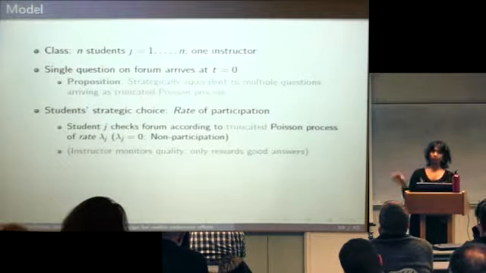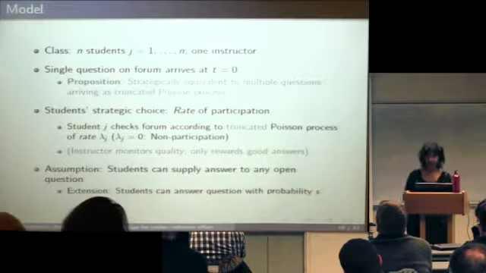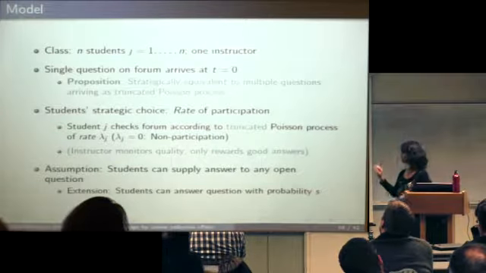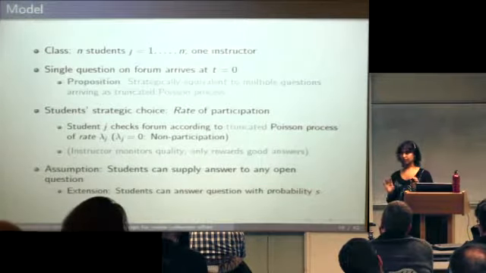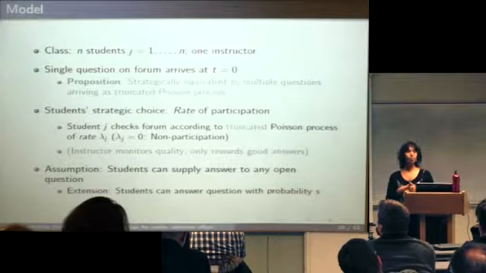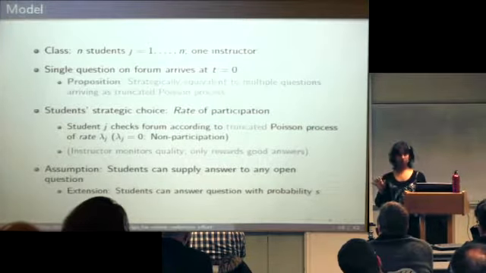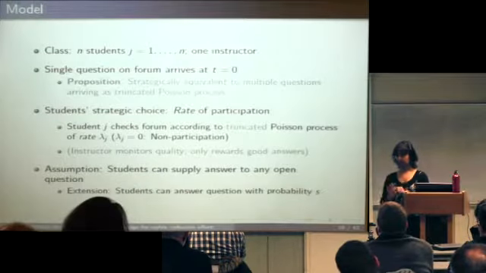So that's why I'm going to focus only on the rate. We are going to make an assumption: that students can supply an answer to any open question. So if I arrive on the forum and I see that there is an open question, I can supply an answer to it. Of course, this is ridiculous. So you can actually extend our results to the model where students can answer a question with some probability, which may be strictly less than 1.